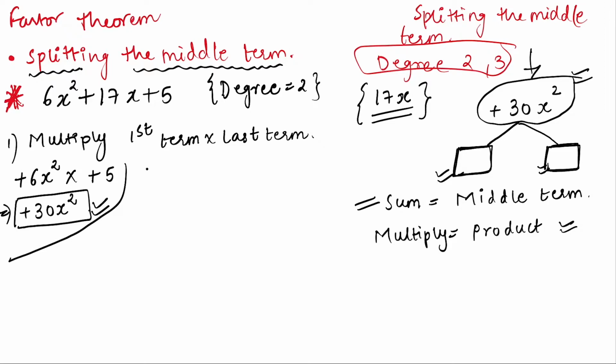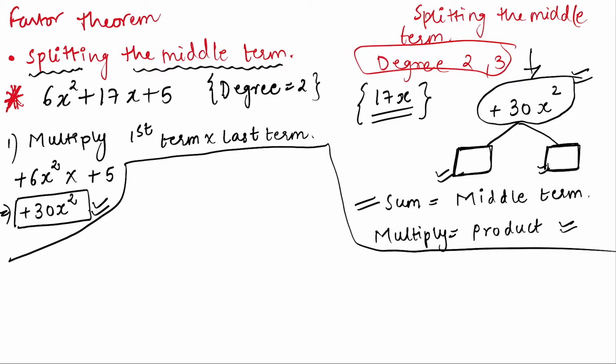How are we going to do this? Here I have made the space. Now I have selected 30x square plus. I am going to take different numbers in front of you. First, let us take two numbers which will give us the product as 30x square. Can I take plus 10 and plus 3? Everybody will say yes, because plus 10 into plus 3 will give us 30.